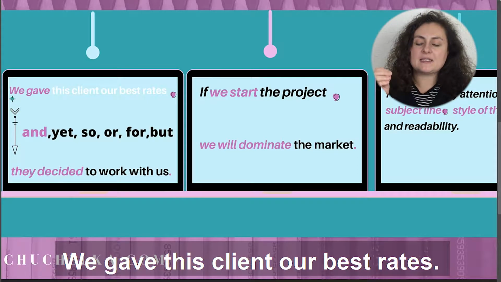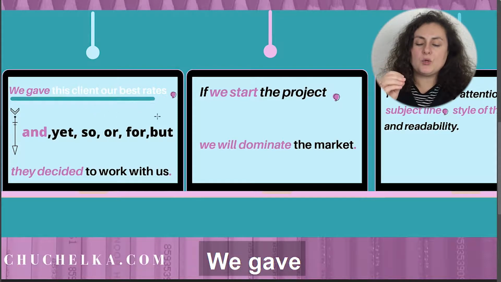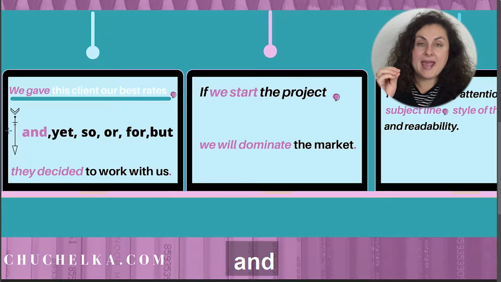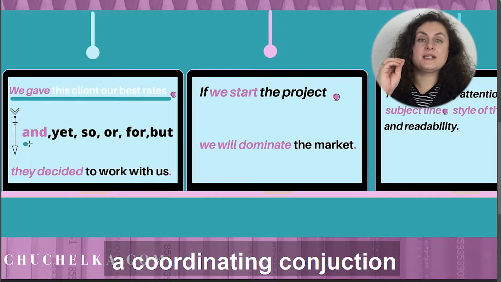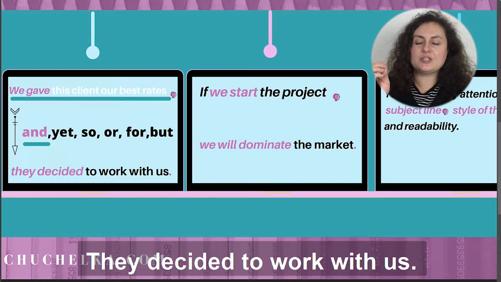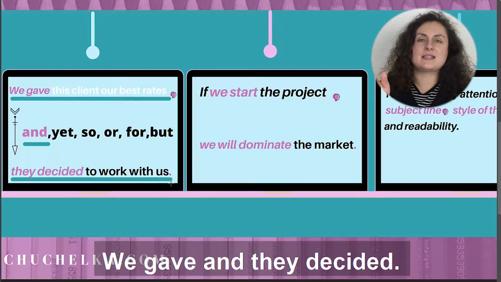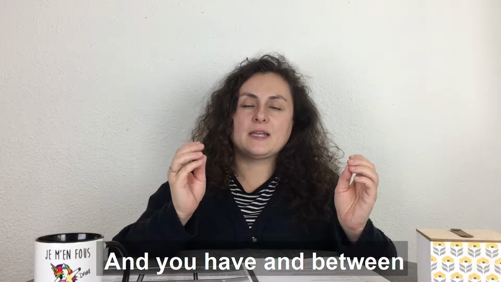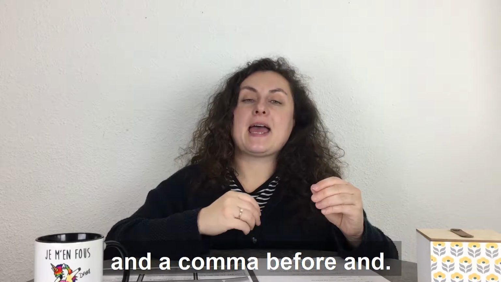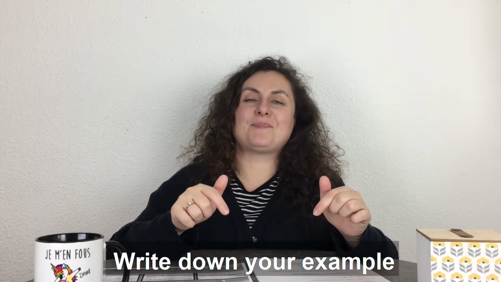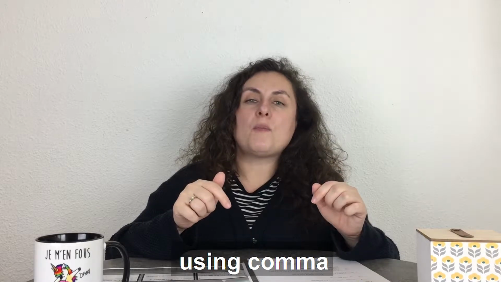We gave this client our best rates. We gave. And a coordinating conjunction. They decided to work with us. They decided. We gave and they decided. And you have and between, and a comma before and. Write down your example using comma.